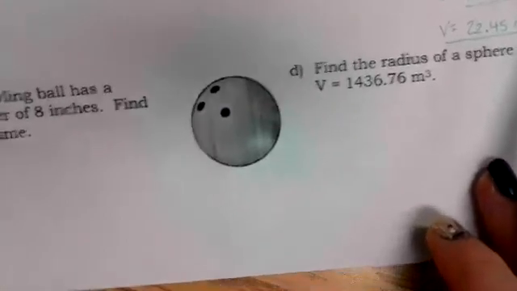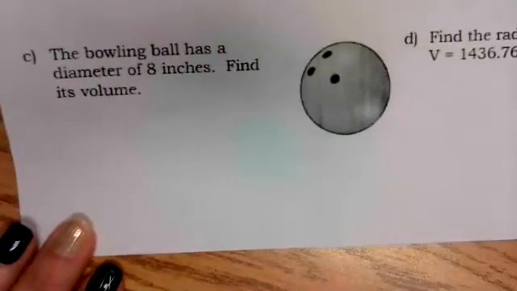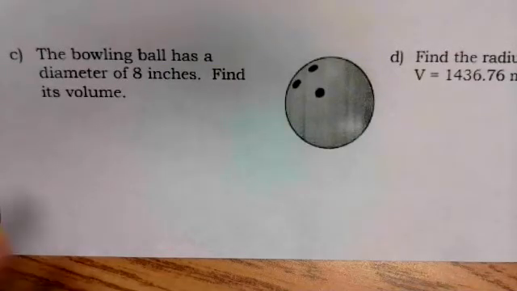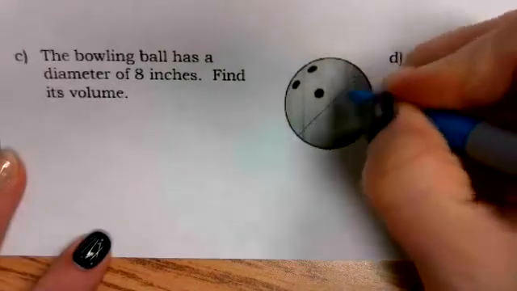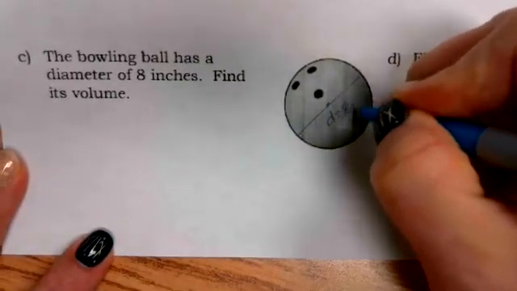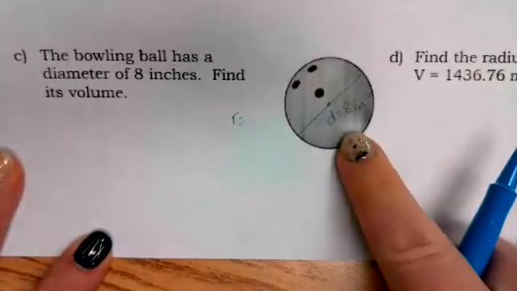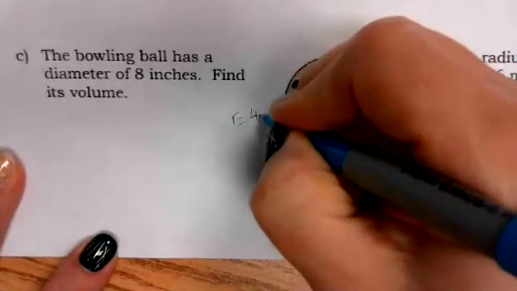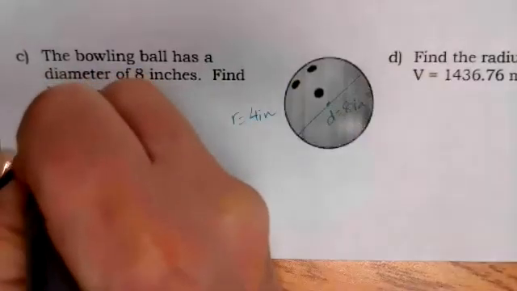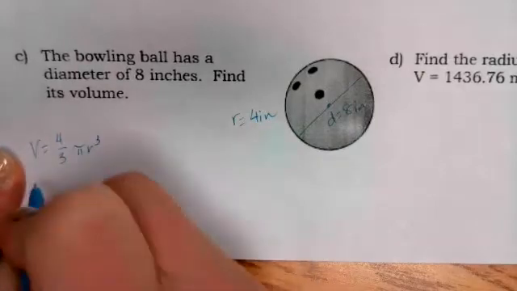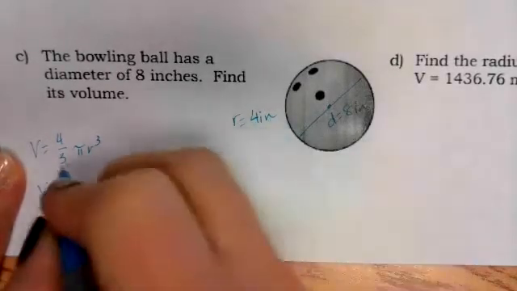All right, so here I have another problem with a bowling ball. Any bowlers out in the crowd today? So we have a diameter of the bowling ball as 8 inches. So I want to find the volume. So my radius of this bowling ball is half the diameter. So that's going to be 4 inches. So my volume is going to be equal to 4 thirds pi r cubed. And my radius is 4.